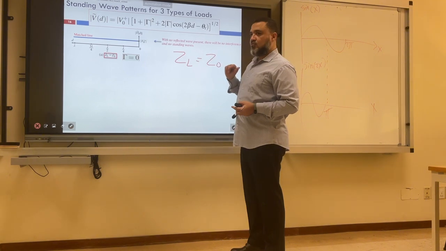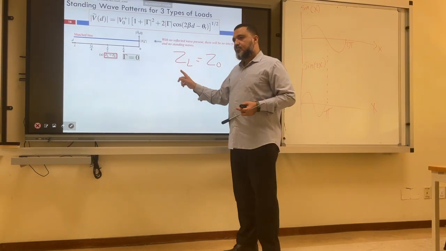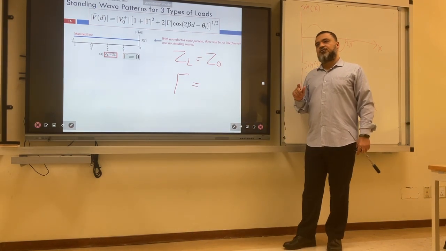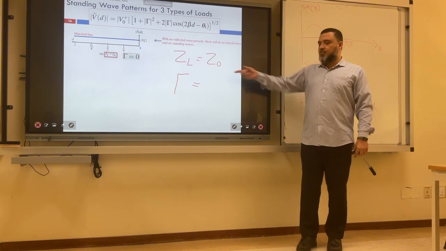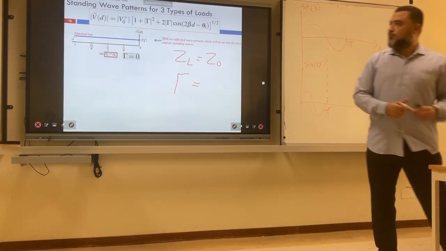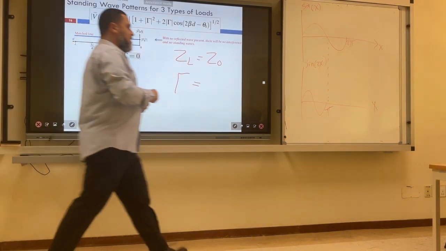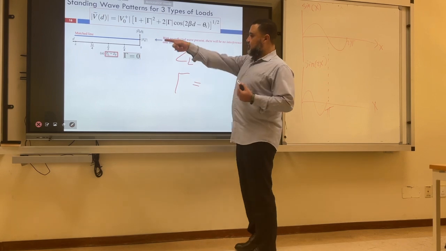Abdulaziz, when ZL equals Z0, what does this mean? This means there is no reflection, okay? And what is gamma now? Gamma is the load reflection coefficient. Do you remember the equation, Abdulaziz? What's the equation for gamma? The load reflection coefficient: gamma equals (ZL minus Z0) over (ZL plus Z0). If you take the ratio over Z0, it will be small z, which is the normalized impedance. So assuming the two are equal, gamma will be 0.